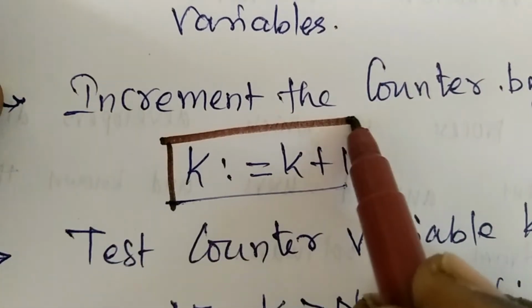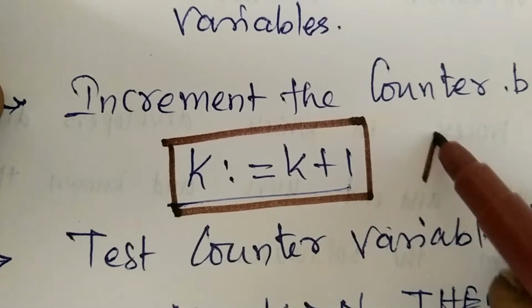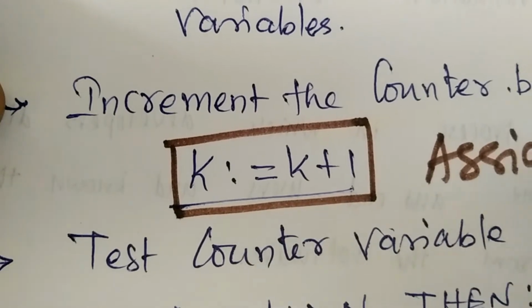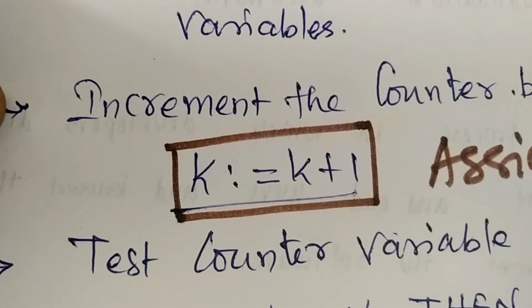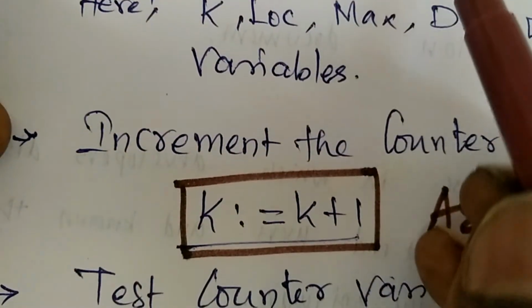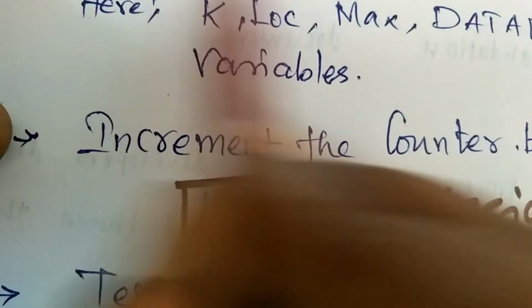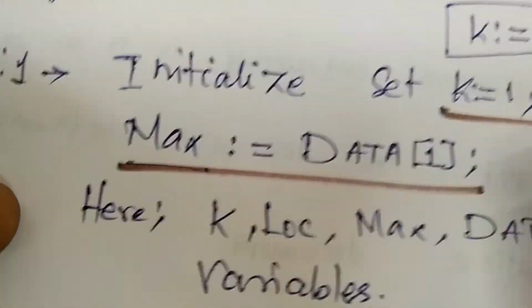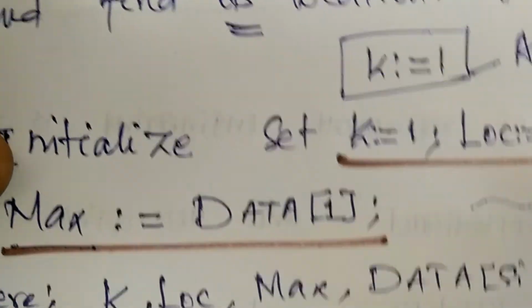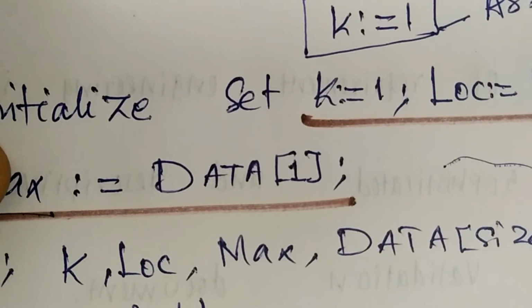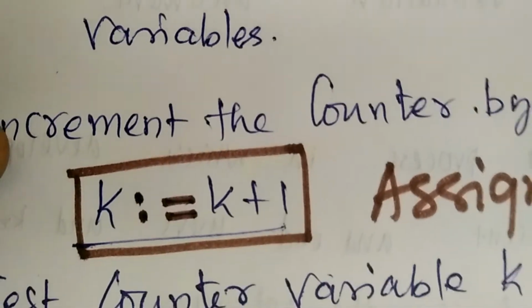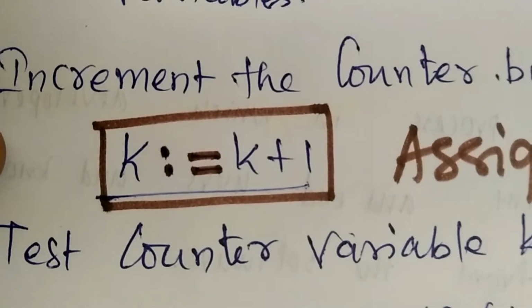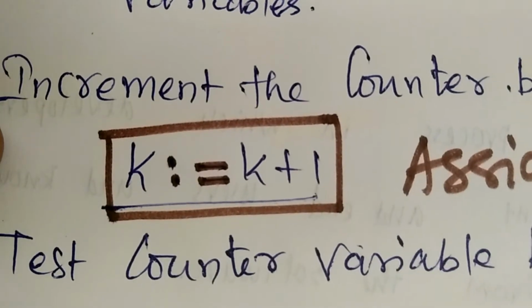This is the assignment notation. This is also an assignment notation. Colon equal to is used to represent the assignment notation.